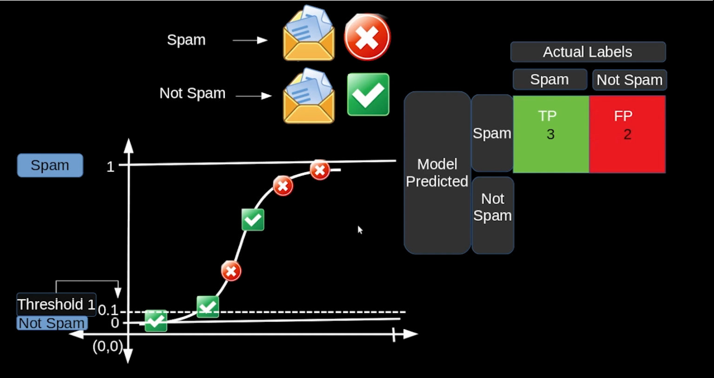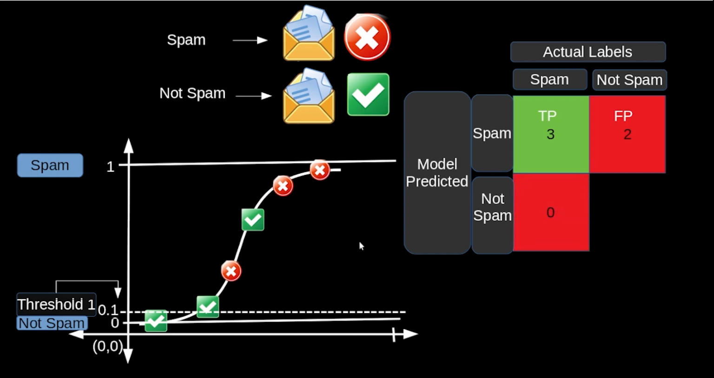We have two false positives, because this is the first data sample and this is the second data sample, or we can say the predicted probability of the data sample which originally belongs to the not spam class, but our threshold value classifies it as spam. So these are the two false positives. This is the first and this is the second false positive.